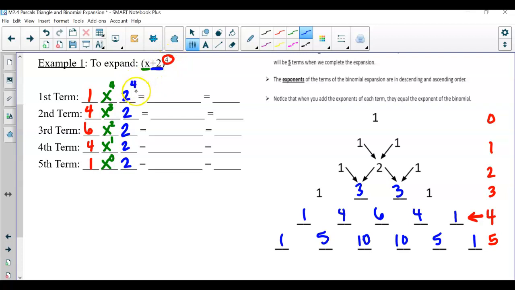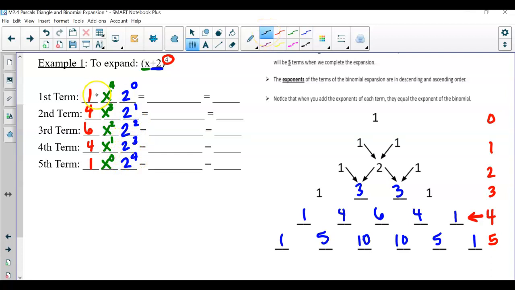So I'm not going to put 4 here because 4 plus 4 is 8. That means we need to go backwards. I'm going to now start 4 down here. 0 plus 4 is 4. So 4, 3, 2, 1, 0. So notice how the exponents still in each row add up to 4. And now we're going to simplify.